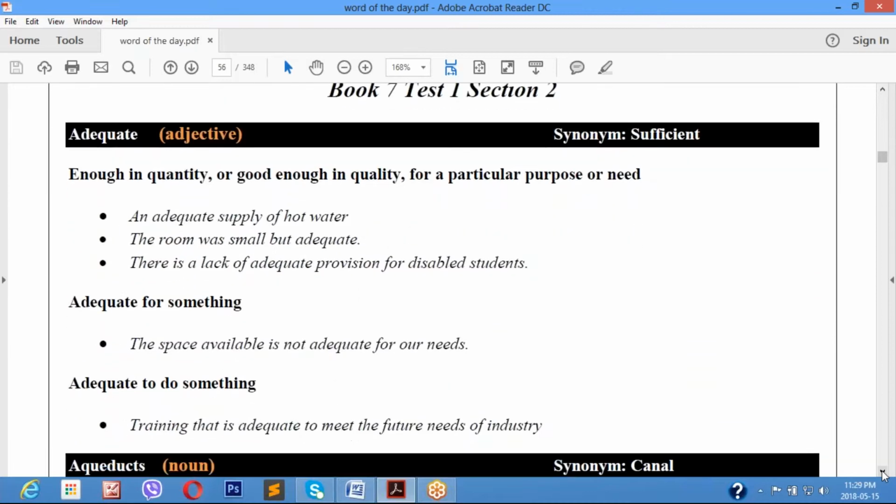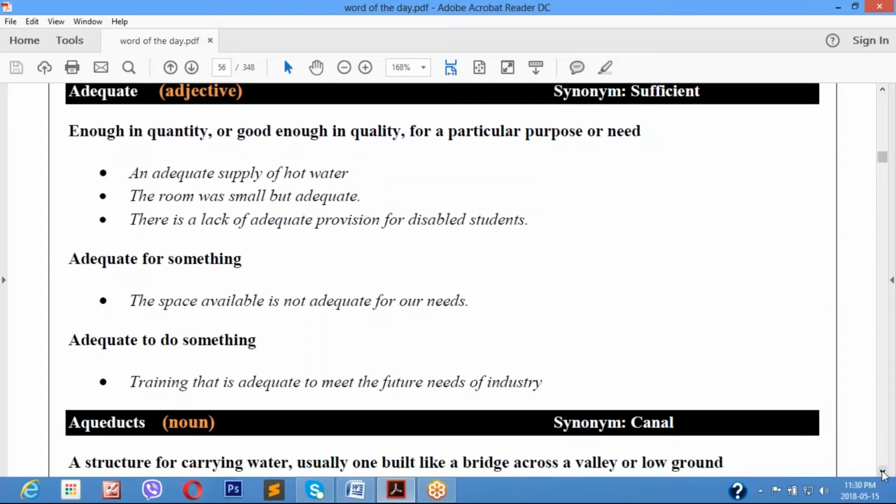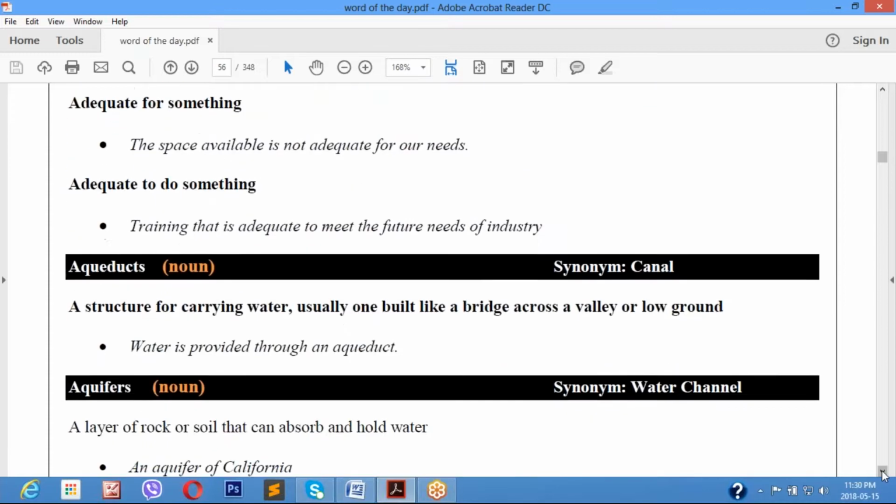Adequate, munasib, sufficient, appropriate, enough in quantity, good enough in quality. So adequate. This word you can pronounce in this way, adequate. And adequate for something: the space available is not adequate for our needs. So you need to remember this word in this way.